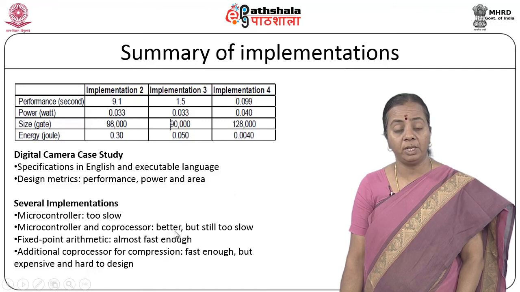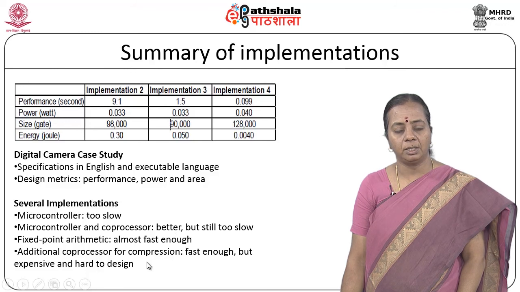When you are looking at the last one, it is nothing but an additional coprocessor for compression, which makes it fast enough but expensive and hard to design. So, implementation 4 comes with this kind of information. It is very fast but expensive. The microcontroller alone is too slow, but it is not complicated also. If you are looking at only very low end applications, then you can go ahead with only a microcontroller.